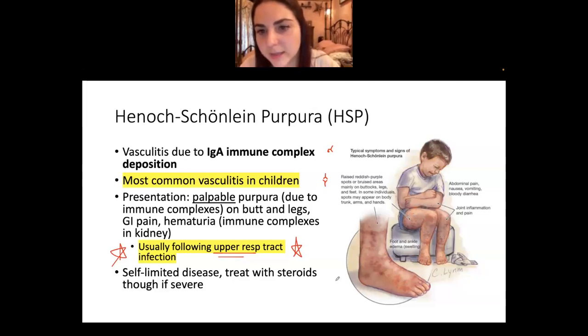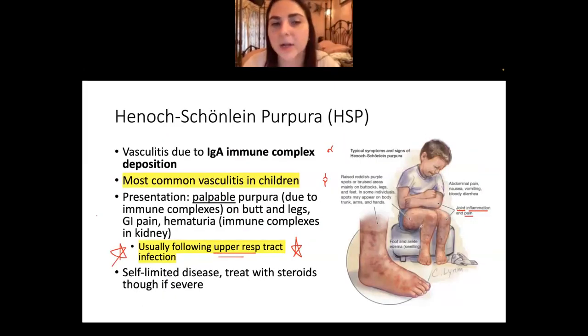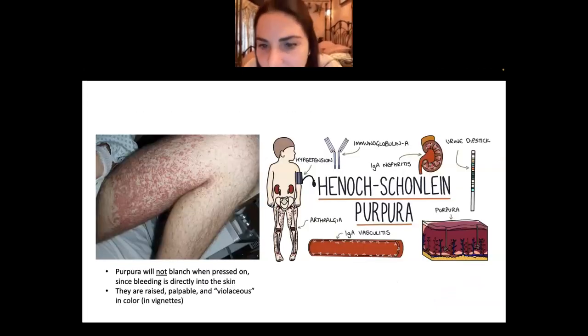And here's a little picture showing it. Usually they're going to be on the legs and the butt, but you can get some elsewhere. And of course, joint pain. Again, just think about type 3 hypersensitivity, where usually with all the type 3s, you get deposition in the joints, the kidney, things like that. Here's another picture of another example of purpura. This one looks like little bruises, but this looks a lot more palpable. If I touch that, it looks like it's going to feel like a nodule.